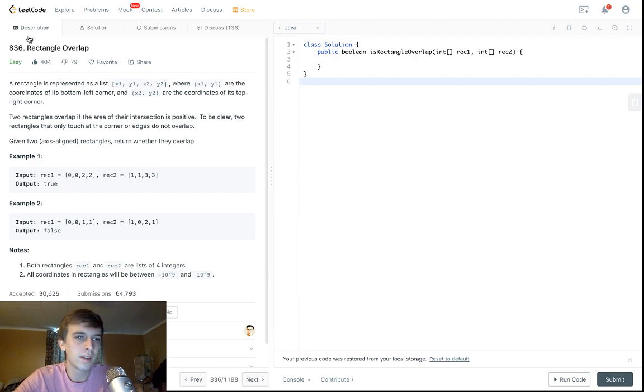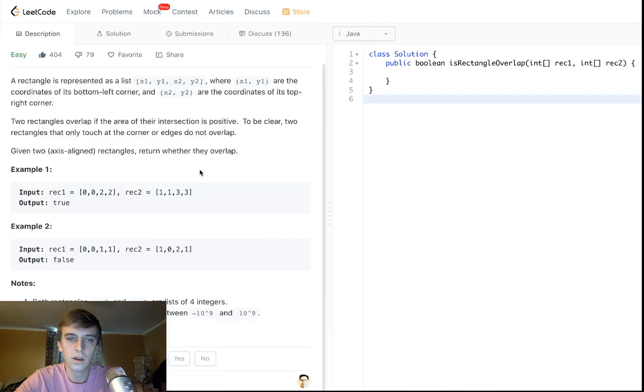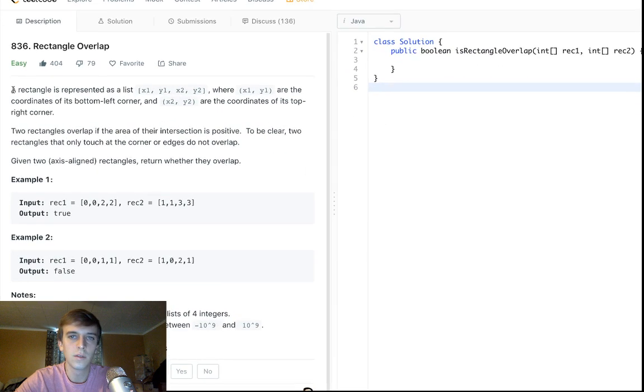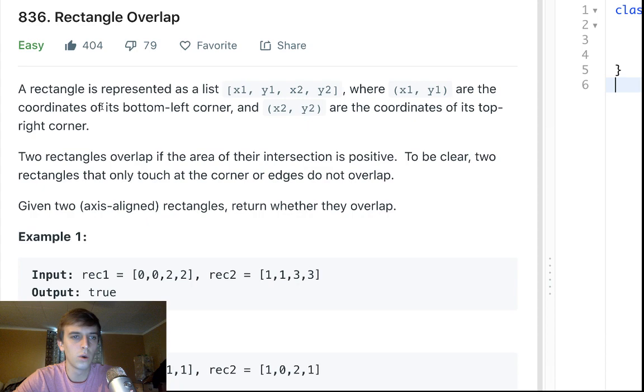This is a rectangle overlap question. It is easy, got some likes here. It was pretty cool. Sometimes in an interview, you might be asked something about math, because software engineering does involve math, depending on what you're going for. Software engineering specifically, there's a little bit of math involved sometimes.